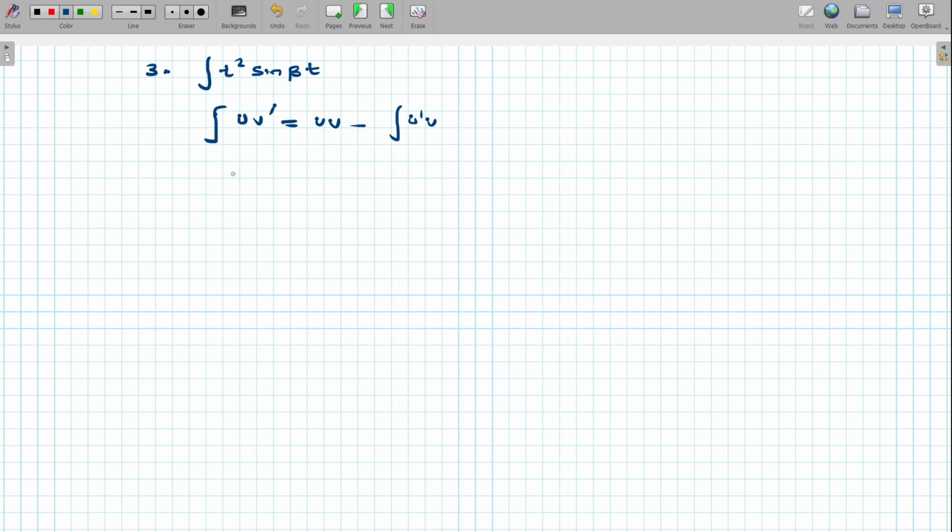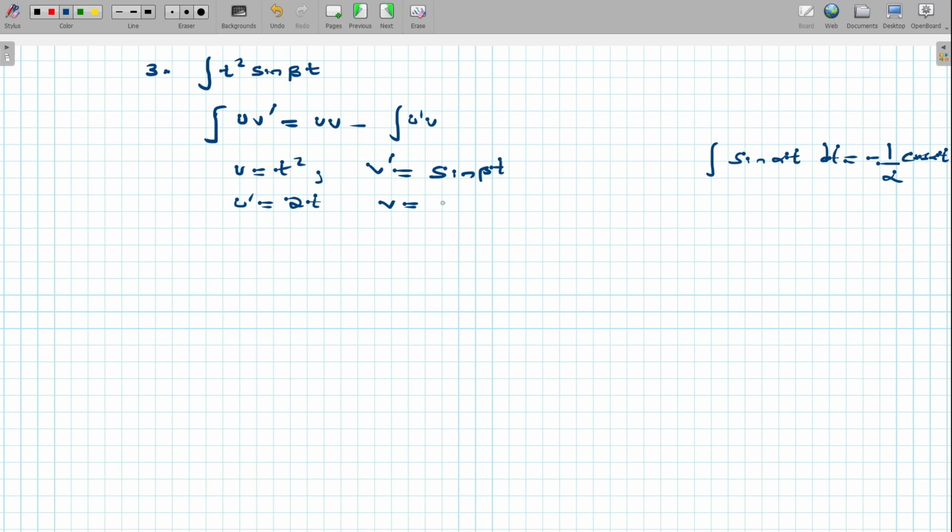and then here u is going to be equal to t squared, and then v prime is going to be equal to sine beta t, like so, and then our u prime is going to be equal to 2t, and then our v is, now let me just remind you that the integral of sine alpha t, where alpha is some constant with respect to t, is going to be equal to minus 1 divided by alpha, and then cosine alpha t like so.